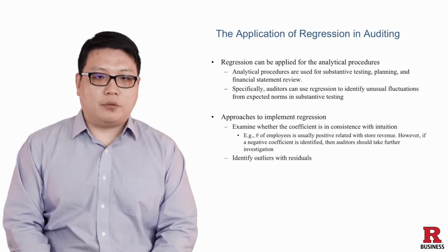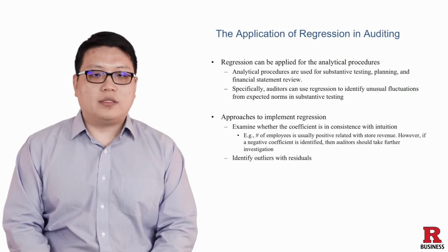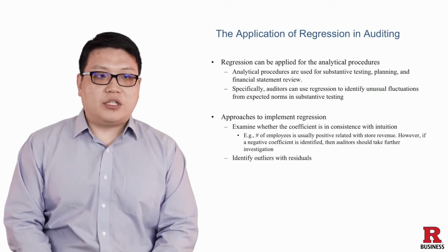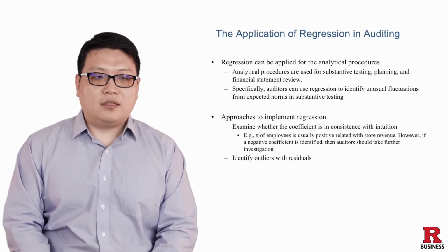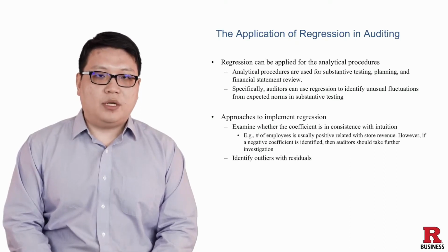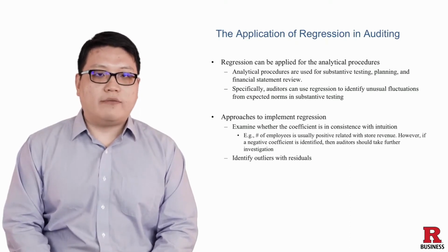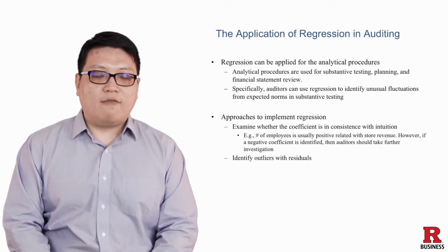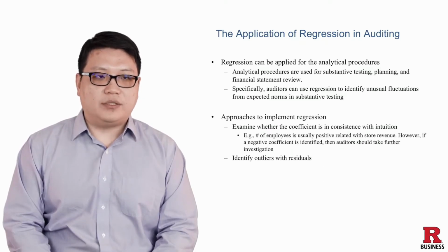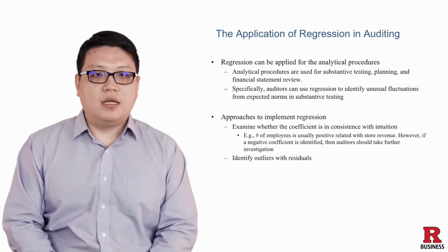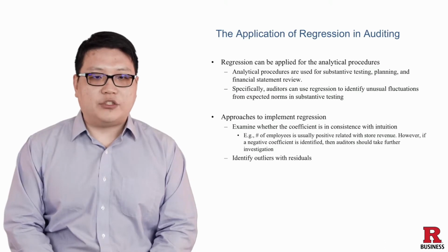There are two approaches to implement regression. The first one is to examine whether the coefficient is inconsistent with intuition. For example, generally speaking, we should expect more revenue when the store has more employees. That means intuitively, we believe the relationship between the number of employees and the revenue should be positive. However, when auditors use the regression model and find a negative coefficient, that can be a red flag, which should raise concerns for auditors, and they should perform further examination.